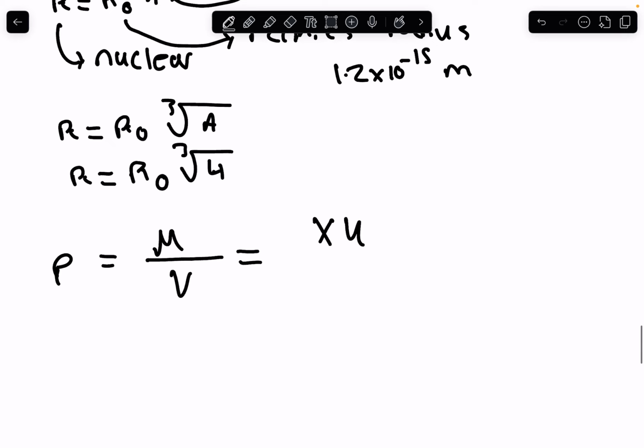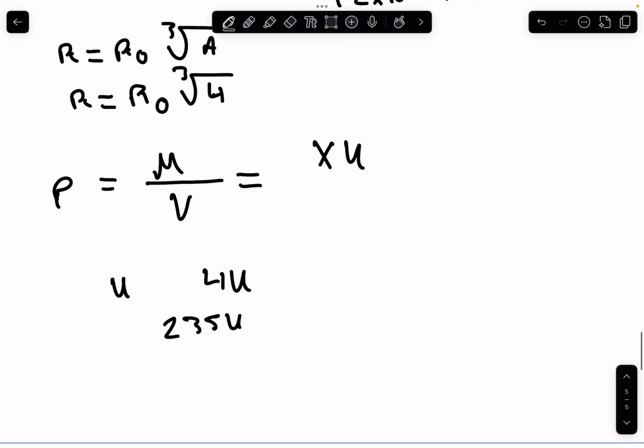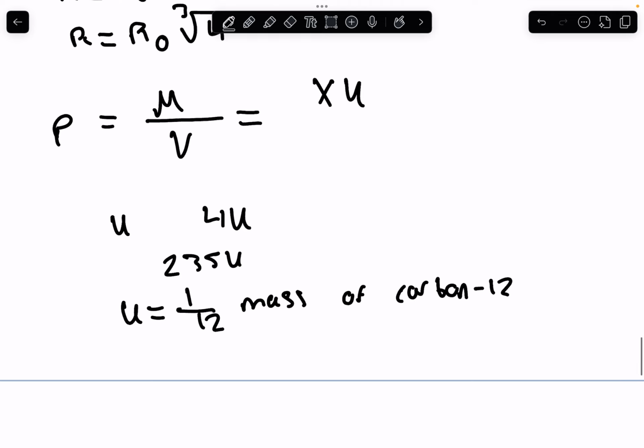So hydrogen, which has one proton, would be u. Helium, which has 2 protons and 2 neutrons, would be 4u. Uranium, which has 235 protons and neutrons, would have 235u. Instead of separately adding the masses of protons and neutrons, we use this, and it is an approximate simplified model. And if you want to know what it actually is, u is equal to 1 over 12 the mass of carbon-12. Carbon-12 means a carbon atom that has 12 protons and neutrons, or the mass number is 12.